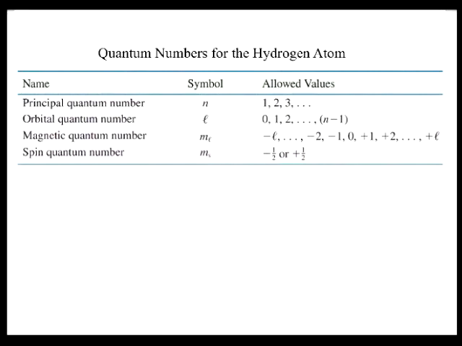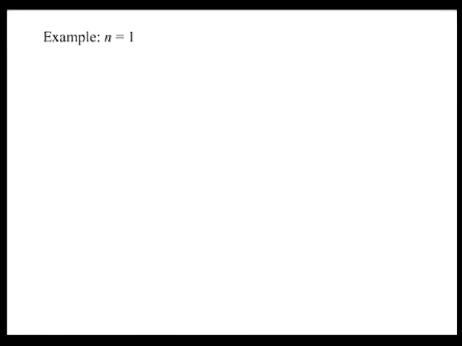This table summarizes the 4 quantum numbers that are needed to describe each state of the hydrogen atom. One set of values for n, L, ml, and ms corresponds to one state. As the principal quantum number n increases, the number of possible combinations of the 4 quantum numbers rises rapidly, as we will now see. We start with the case of n equals 1.